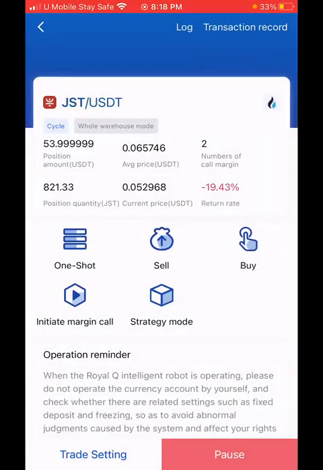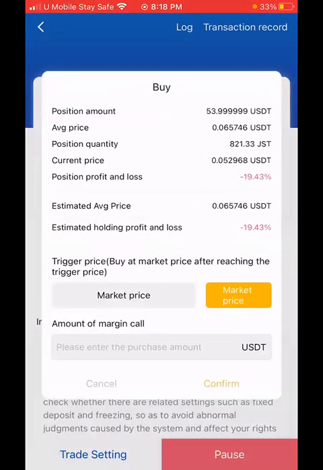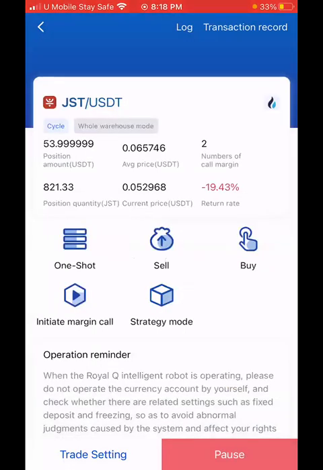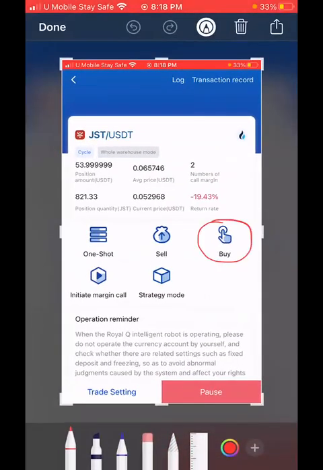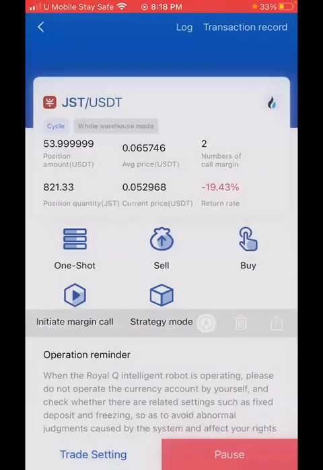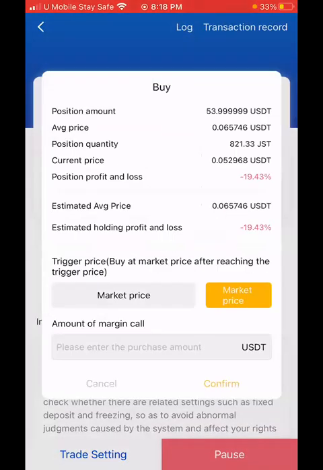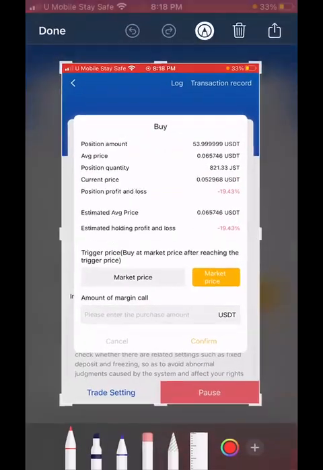Let's do replenishment, because when we use money management, what are we talking about? We are doing replenishment. Where do we do replenishment? Here you click on buy. This is where you click to do replenishment. So instead of doing this replenishment all the time, do the money management, then you will not need to do replenishment.